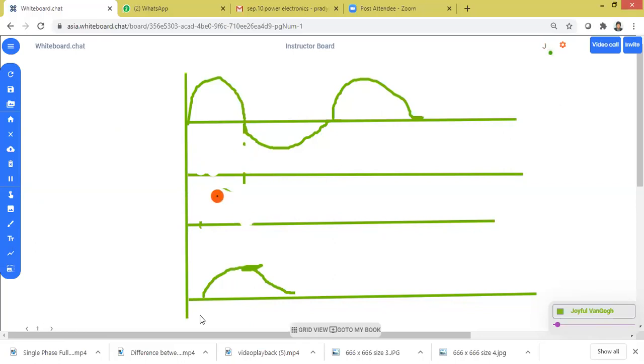So a fully controlled converter with inductive load can be used as a rectifier and inverter. So when to use the rectifier? When alpha is less than 90.